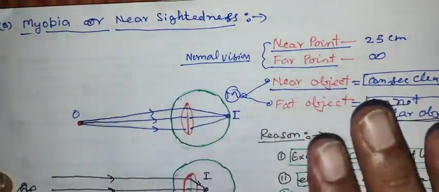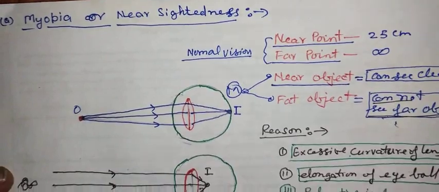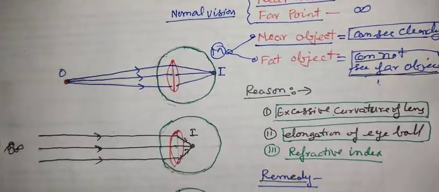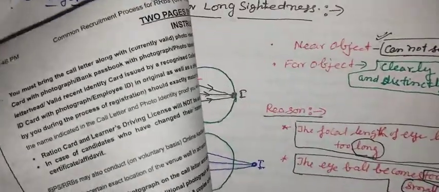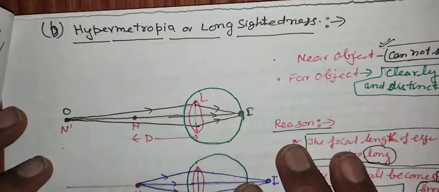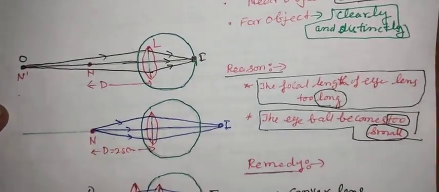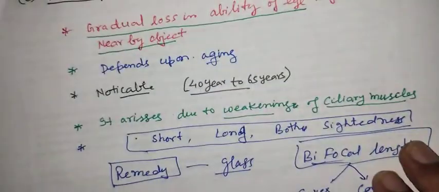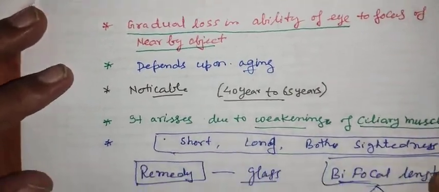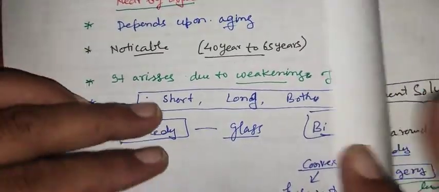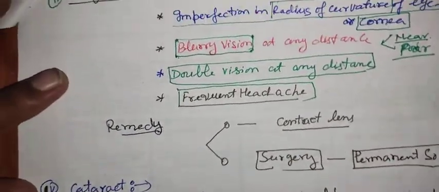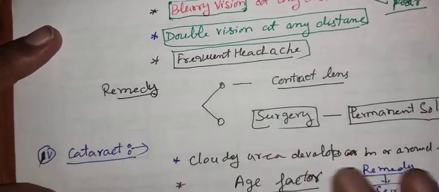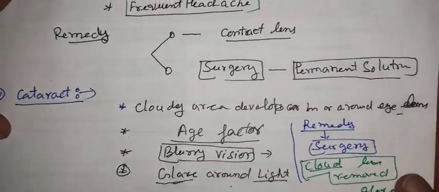The whole thing about a person suffering from myopia, hypermetropia, presbyopia, and these two problems is explained. So this is for the topic.